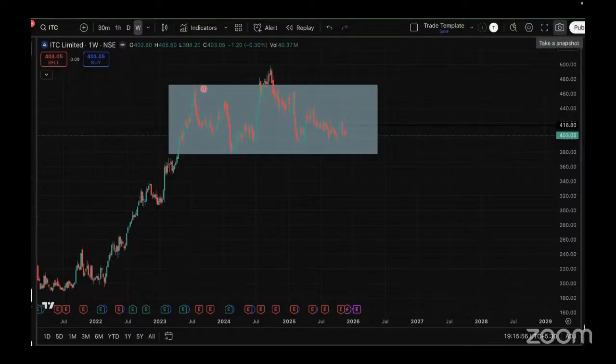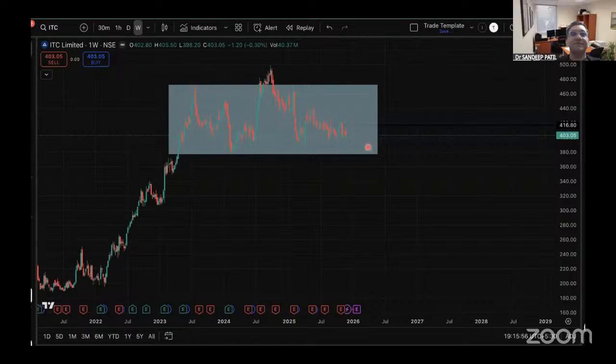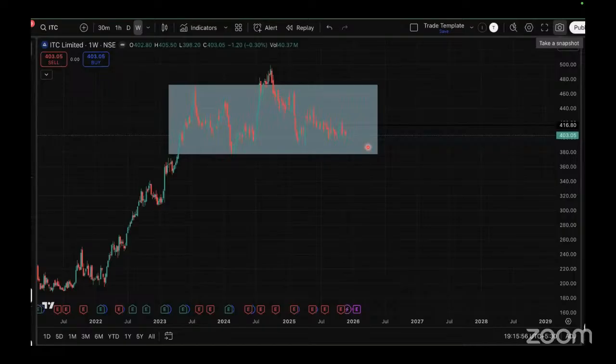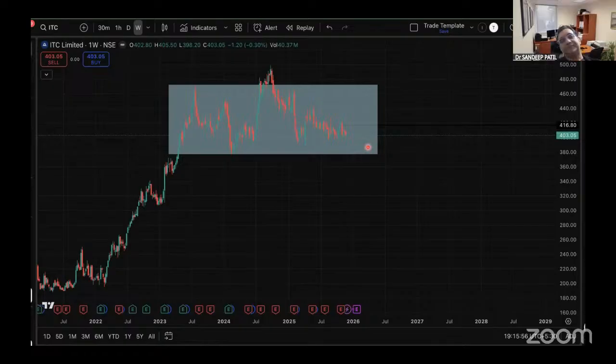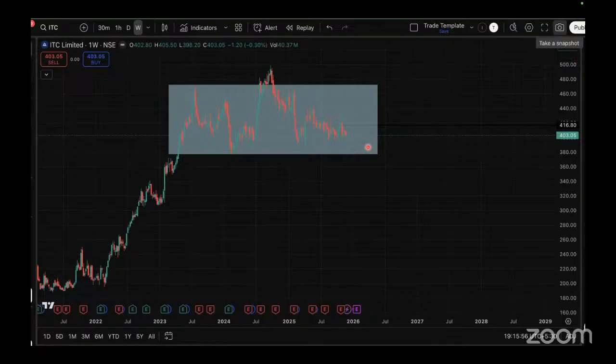And suppose someone is invested here in 2023, he's stuck for the next three years. There have been instances where this type of thing has gone on for 10 years. Look at the SBI chart. From 2010 to 2019, it was doing just this. So in such circumstances, we have to do trading.